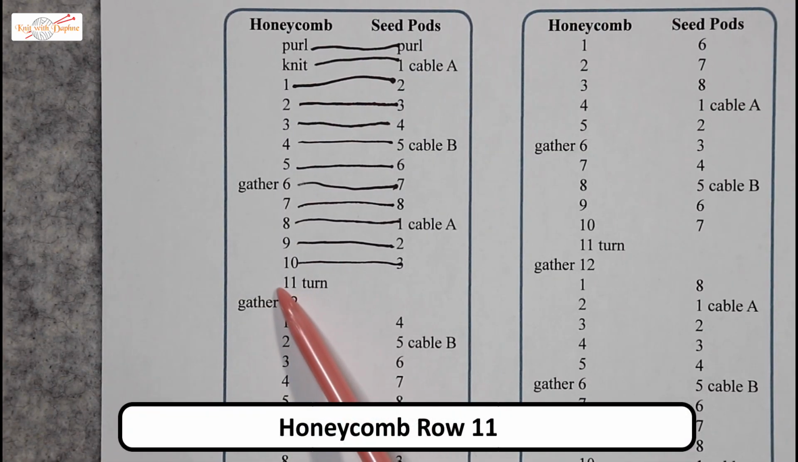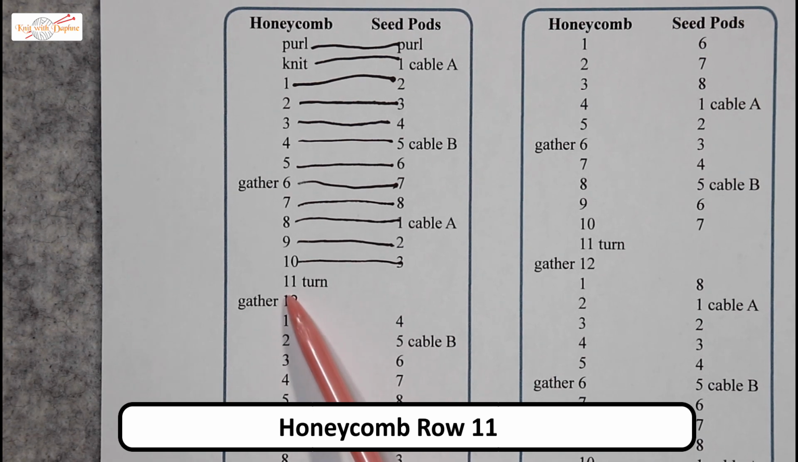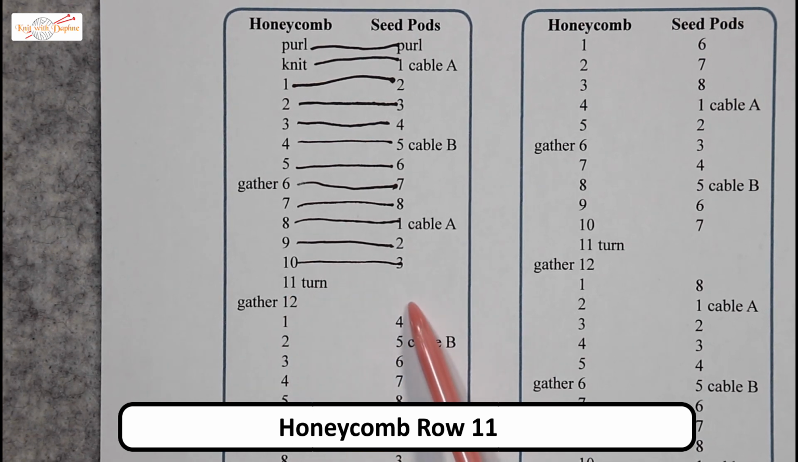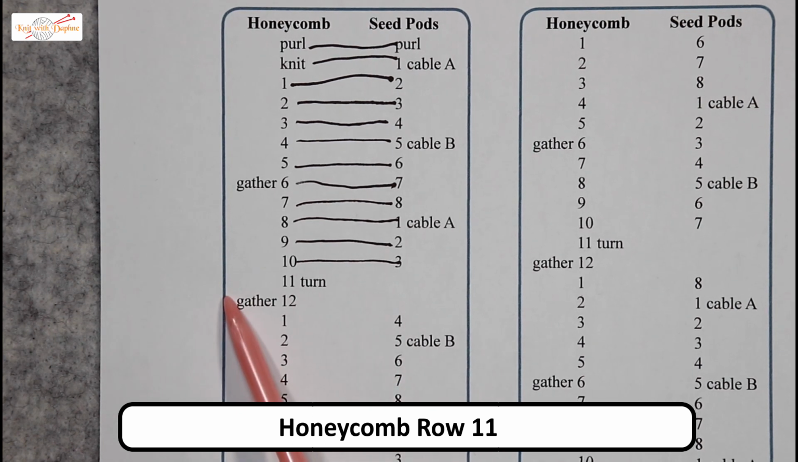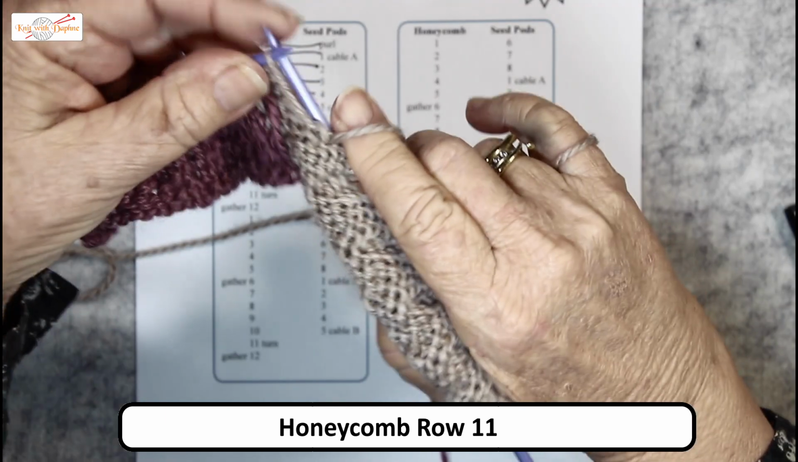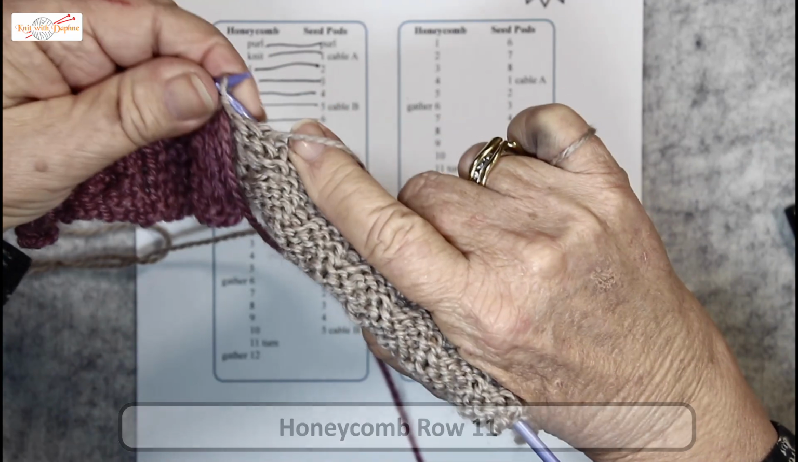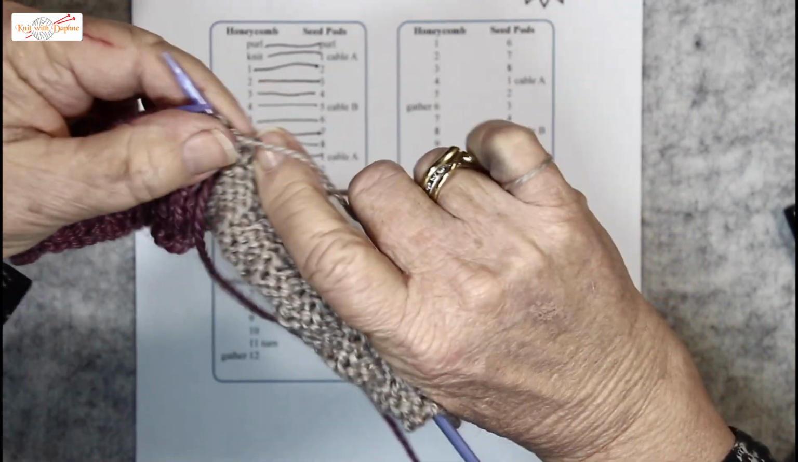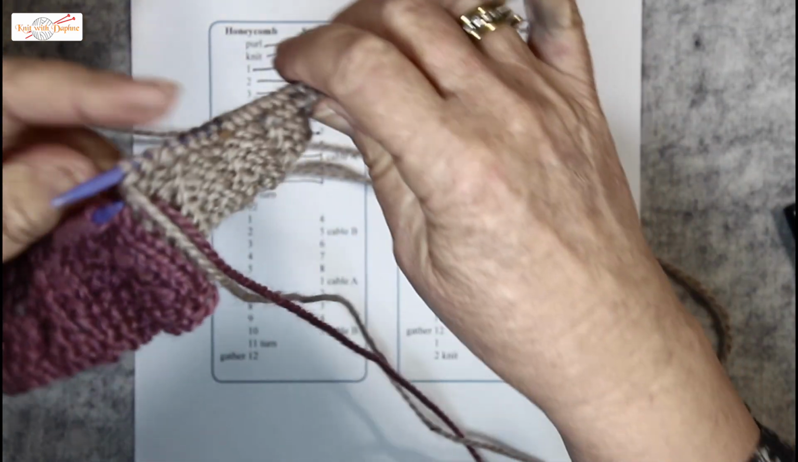I'm just doing row 11 on the honeycomb stitch, so I won't go over and do the seed pods. Instead, I'll turn around and go back and do row 12, which is a gathering row. So just finishing row 11 for the honeycomb. Now we'll turn around.